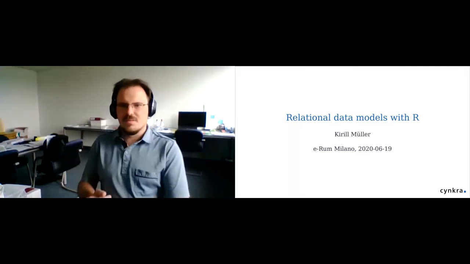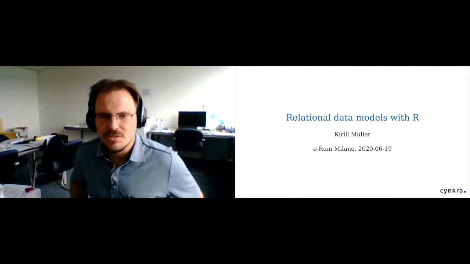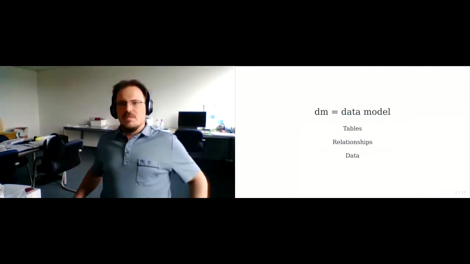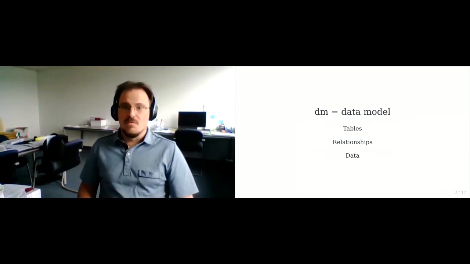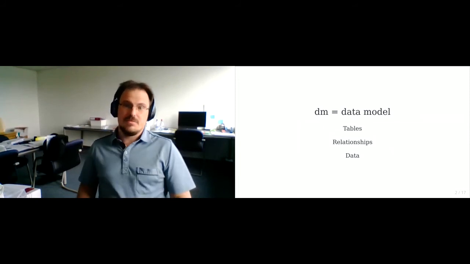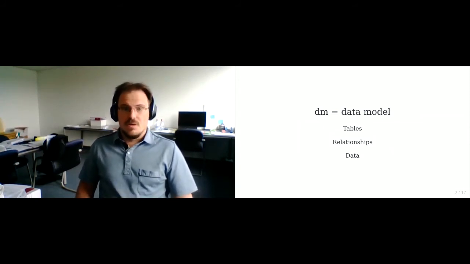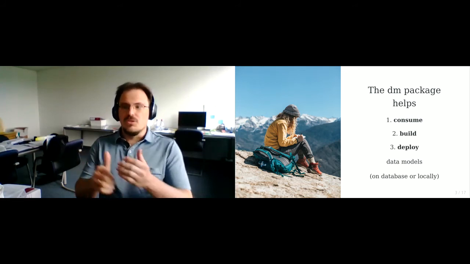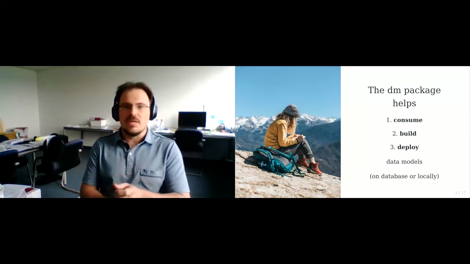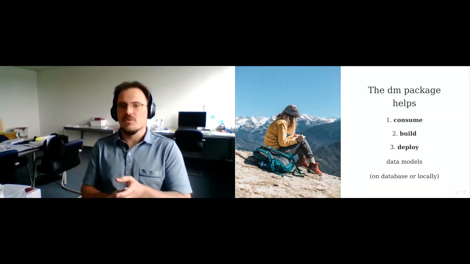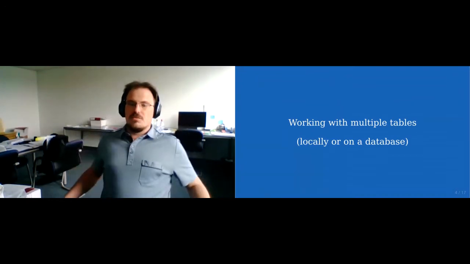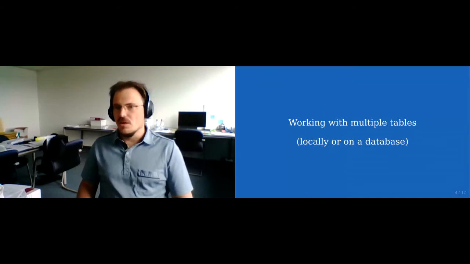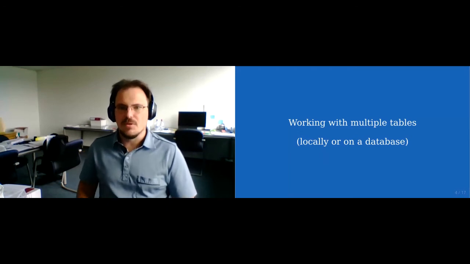My name is Kirill Muller. Today, I would like to give a short introduction to the DM package. DM is short for data model. A data model consists of tables and relationships between these tables. For data analysis, we are primarily interested in the data that lives in these tables. With DM, we can consume existing data models, build our own data models, and deploy our data models to production. DM is useful when your data is distributed across multiple tables. These can be local data frames or tables in a database. In the simplest case, it is a container for your table objects, and it can do much more.